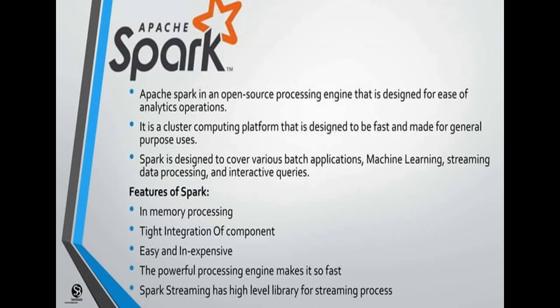Apache Spark. Apache Spark is an open source processing engine that is designed for ease of analytic operations. It is a cluster computing platform that is designed to be fast and made for general purpose uses. Spark is designed to cover various batch applications, machine learning, streaming, data processing, and interactive queries. Some of the features of Spark are in-memory processing, tight integration of components, easy and inexpensive. The powerful processing engine makes it so fast. Spark Streaming has a high-level library for stream processing.